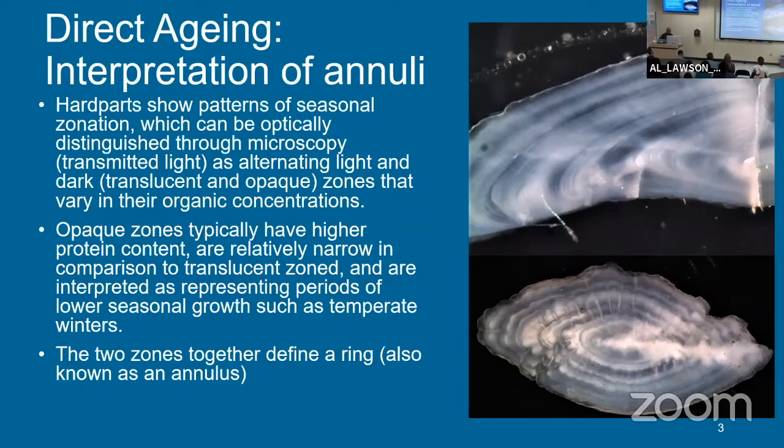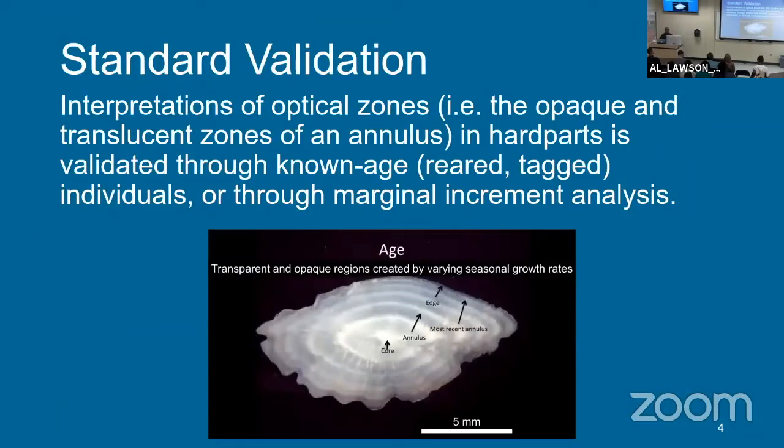Opaque zones typically have higher protein content and are relatively narrow in comparison to the translucent zone. They are interpreted as representing periods of lower seasonal growth, such as temperate winters, while the translucent zones represent those fast growth warm seasons. These two zones together define a ring, also known as an annulus, representing 1 year of growth.